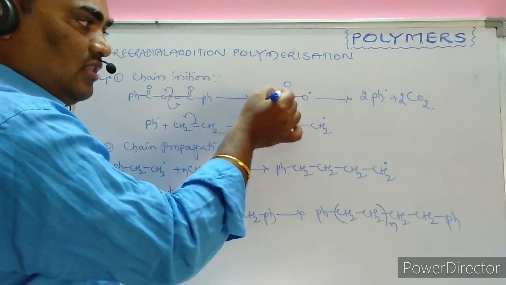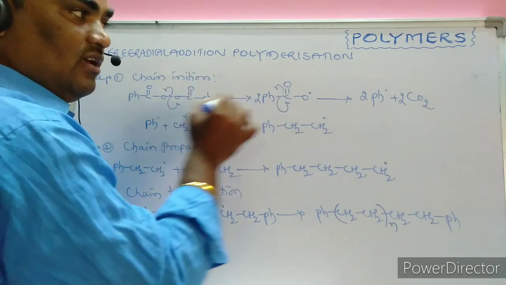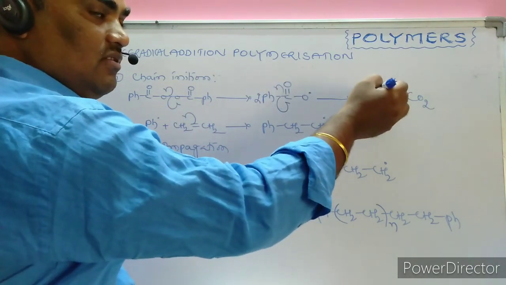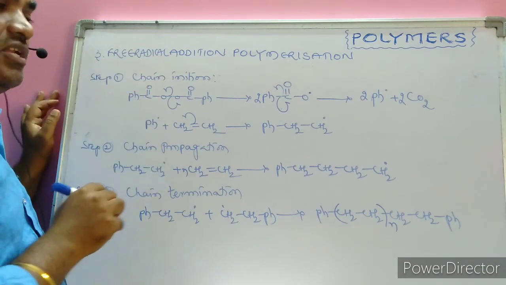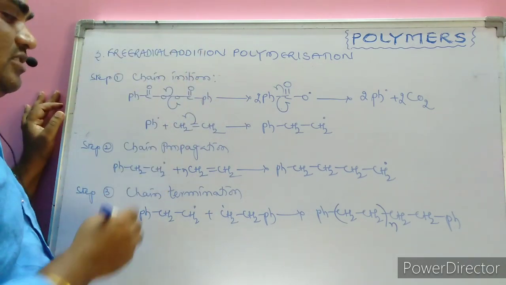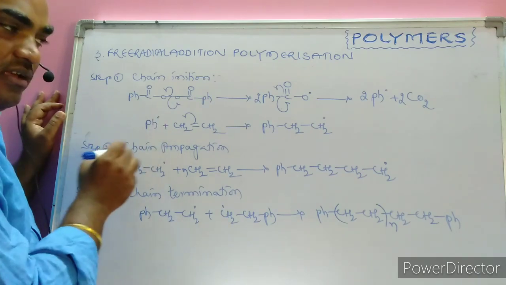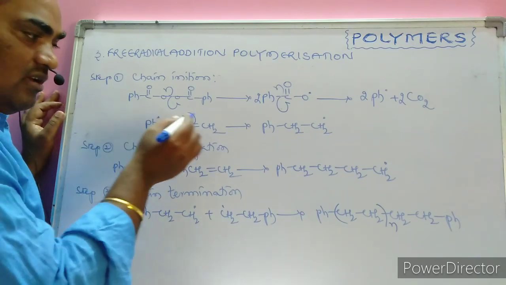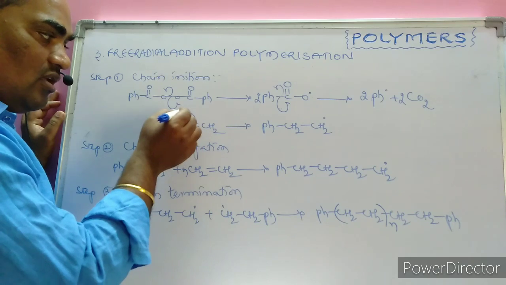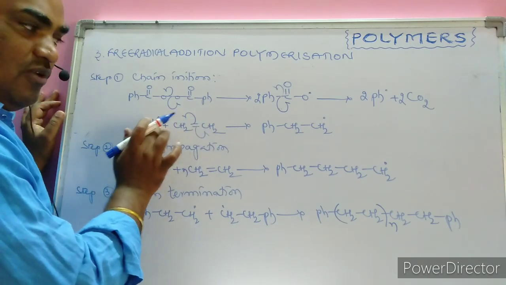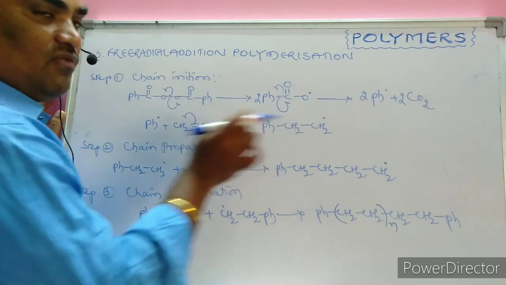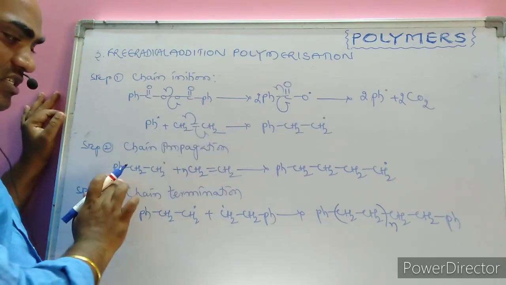Now again, this bond is also broken homolytically by the loss of carbon dioxide. The phenyl free radical is generated, an odd-electron species, which is highly reactive. In the presence of this free radical, the adjacent monomer also undergoes homolytic cleavage. As a result, a new bond is established between this initiator and one of the monomers. Next, the propagation is as usual.